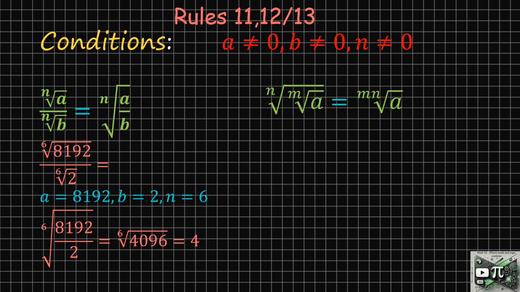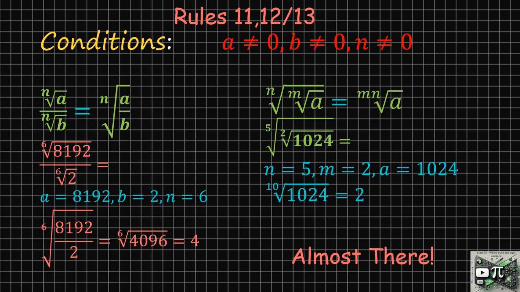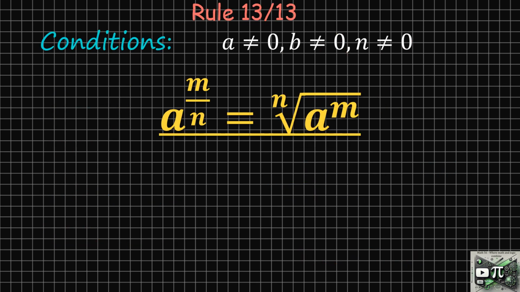Now if I take the nth root of the mth root of a, which is like having 2 square roots, I can get the mnth root of a. So just to give you an example, if I have the fifth root of the square root of 1024, I can combine the roots. So I have 5 on the outside and 2 on the inside. So I can make that the 10th root of 1024, which is 2. So we're almost done, guys. Just one last one. This is the most crucial one you'll ever see, and this is the most useful one.